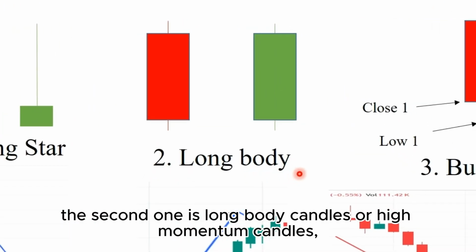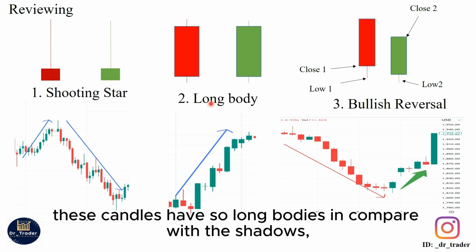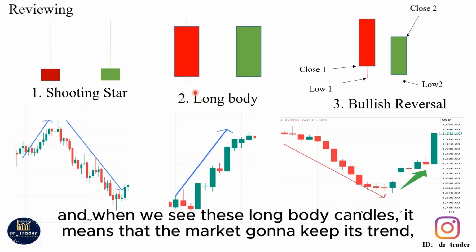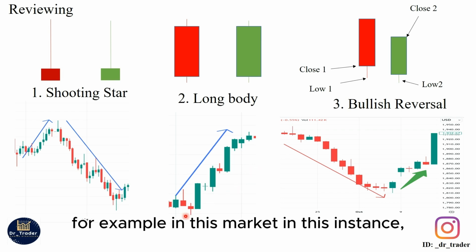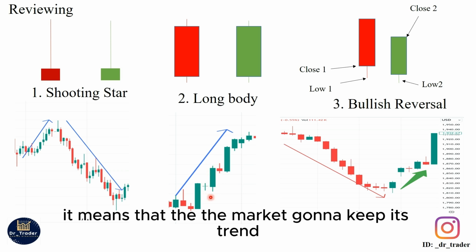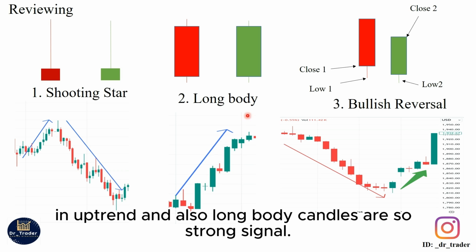The second one is long body candles or high momentum candles. These candles have very long bodies compared with their upper and lower shadows. When we see these long body candles, it means that the market is going to keep its trend. For example, in this instance, at first the market is in an uptrend, and when there's a long body candle, it means that the market is going to keep its uptrend, and long body candles are also a strong signal.